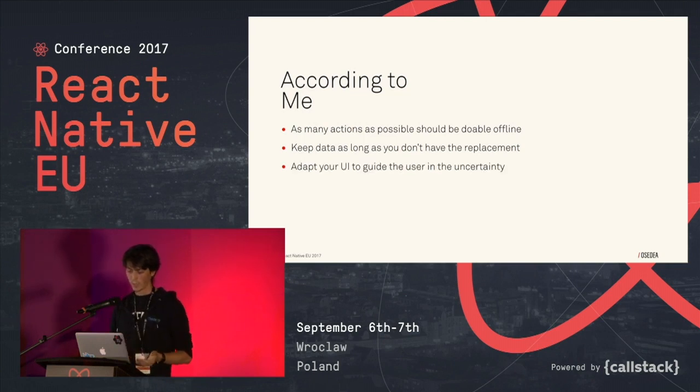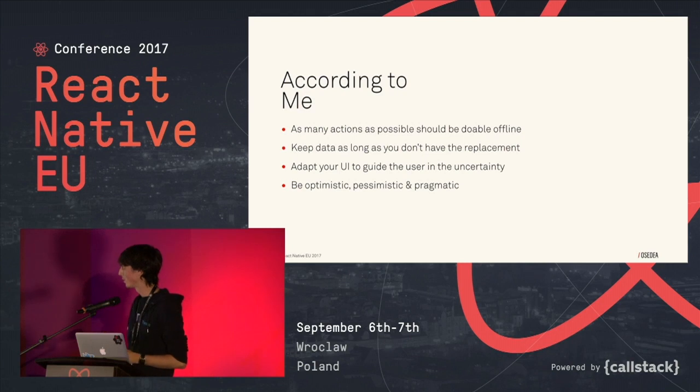Adapt your UI to guide the user in the uncertainty. Because as connected as we are today, losing network is already frustrating or confusing, so at least let's keep our user safe and well in our applications. And then be optimistic, pessimistic. That's copyright for Yanni, because he wrote that in Redux Offline. And pragmatic. I'm going to explain these three a little bit after.